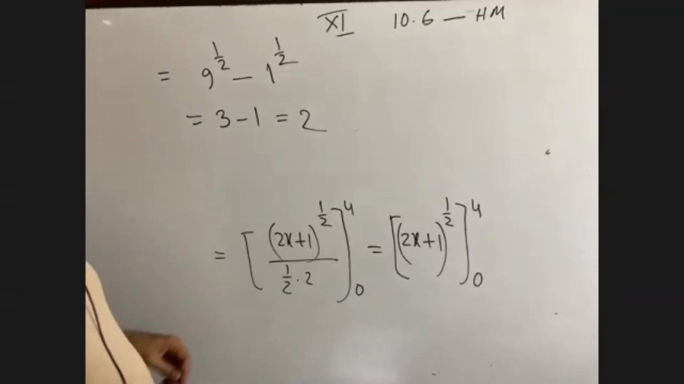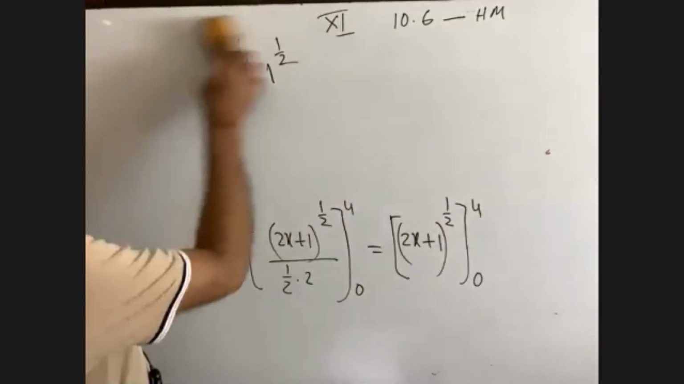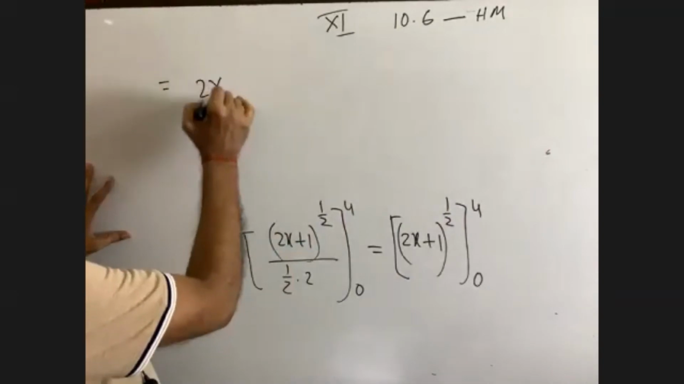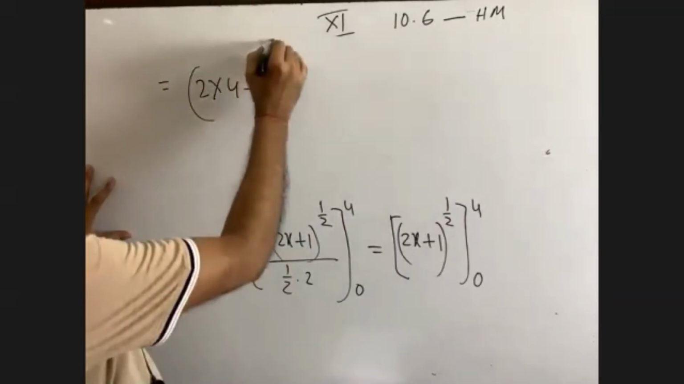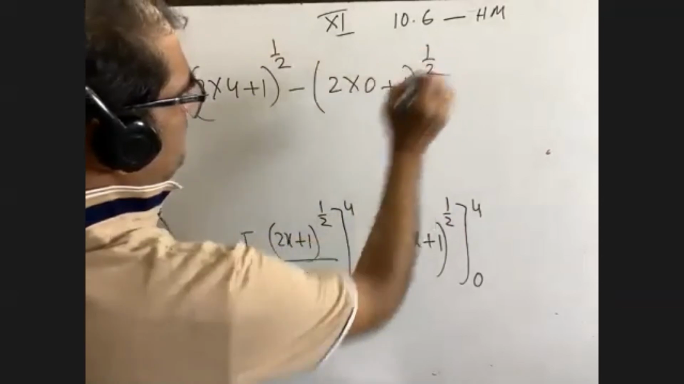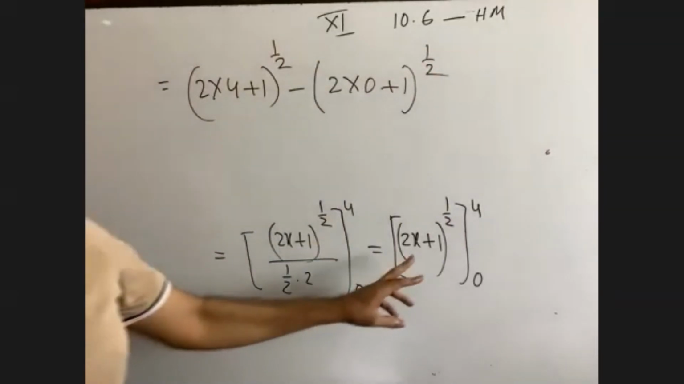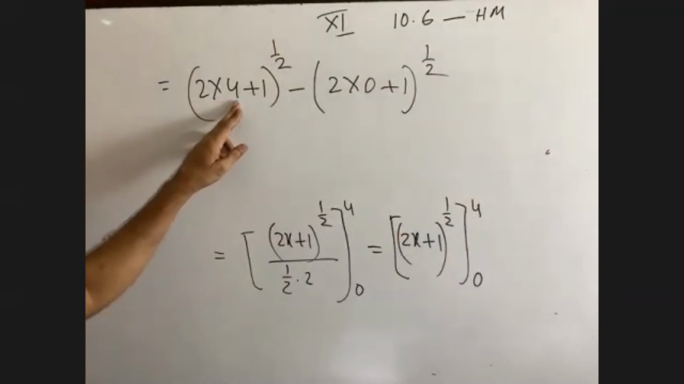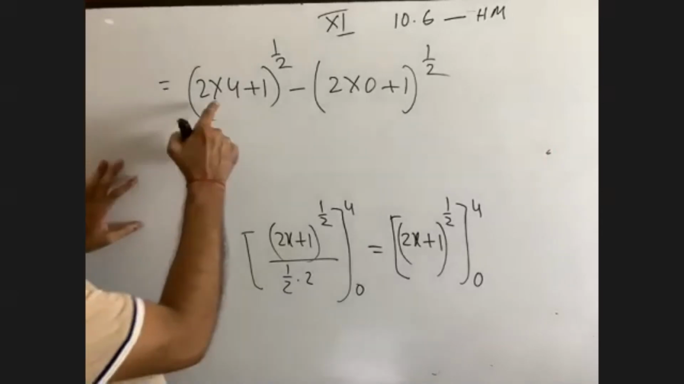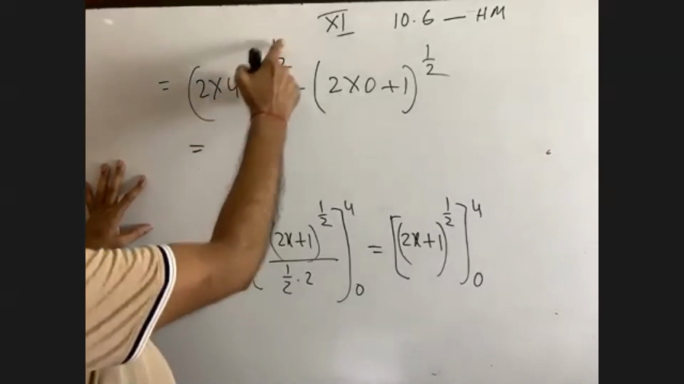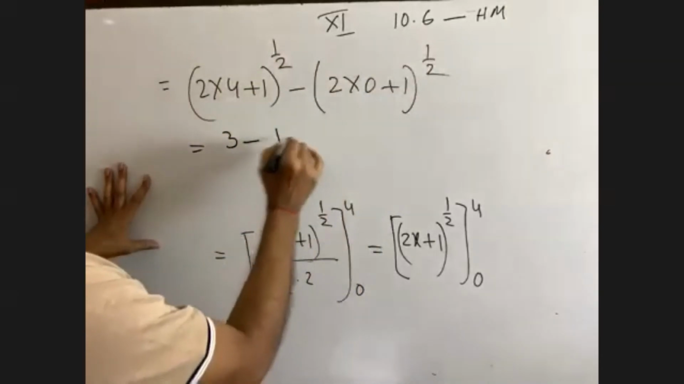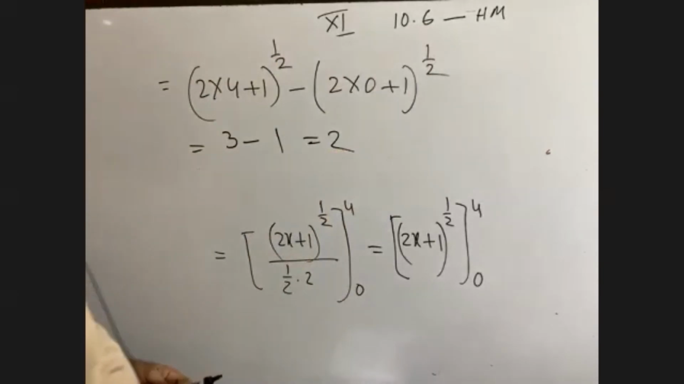Have you got it? Or I am going to show it again. Perhaps you may be wrong. You see again, what is to do? 2 into 4 plus 1 whole to the power half minus 2 into 0 plus 1 whole to the power half. You see, I have put the value of x equals 4 minus x equals 0. Now you see, 2 4s are 8 plus 1, 9 to the power half, that is 3, minus 1 to the power half, it is 0. 1 to the power half is 1. So we are left with only 2.